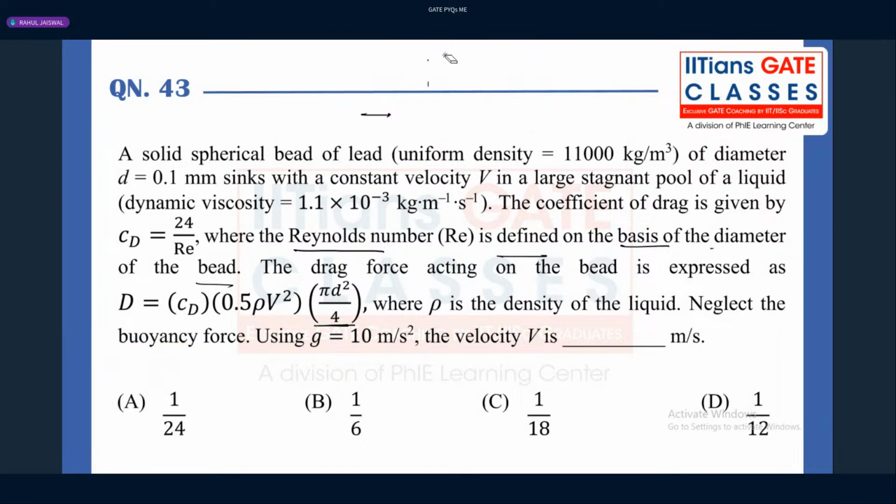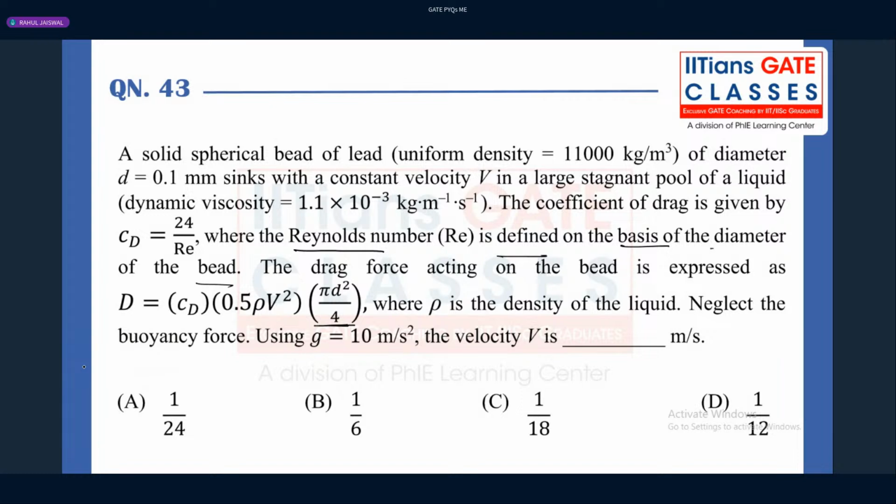Now, further, if you read the statement of this question, what they have mentioned, guys, is that the drag force acting on the bead is expressed as CD into 0.5 rho v square into the projected area pi by 4 d square. Don't take the surface area of the sphere. We need to take the projected area, right? Rho is nothing but the density of the liquid.